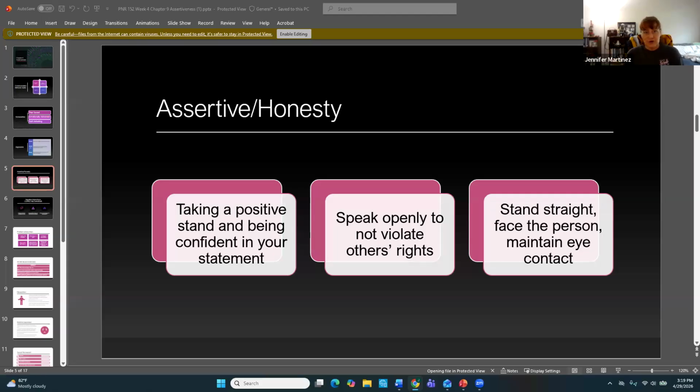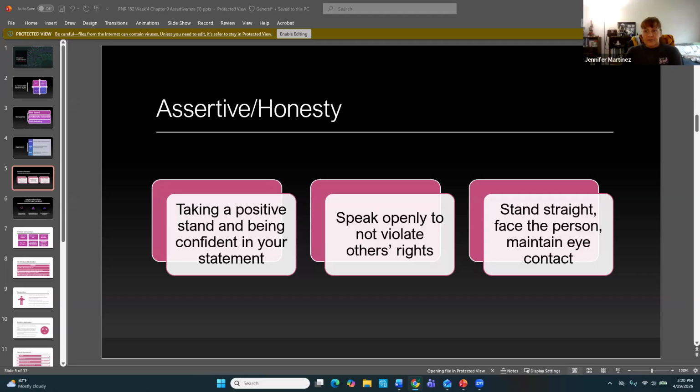You're standing straight and tall, you're facing the person, you're able to make eye contact. And it's not just what you say, but how you say it, right? That's something that we sometimes have to learn and understand. You can express your opinions. You can advocate for your patients. You can advocate for yourself. And we can do this assertively instead of aggressively, because you have the right to express your own thoughts and feelings. We just have to be careful because we don't want to violate the rights of others.